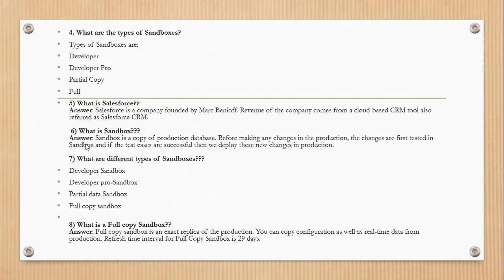Next question: what is a sandbox? Sandbox is a copy of the production database before making any change to production. The changes are first tested in the sandbox, and if the test cases are successful, then we deploy these new changes in production. Next question: what are the different types of sandbox? Developer sandbox, developer pro sandbox, partial data sandbox, full copy sandbox.